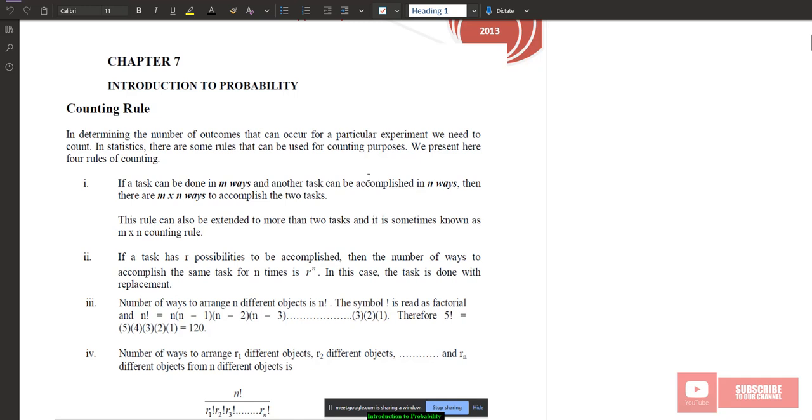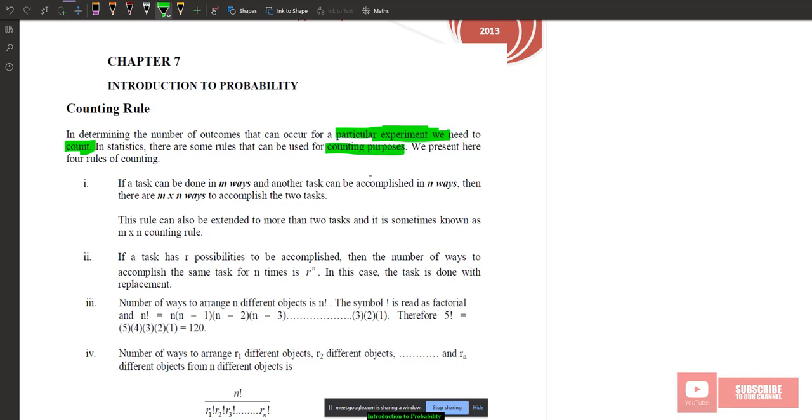Now let's start with the counting rule. In counting rule, in determining the number of outcomes that can occur for a particular experiment, we need to count, right? So if you want to know how many outcomes in a particular experiment, we need to do counting, right? In statistics, there are some rules that can be used for counting purposes, right?